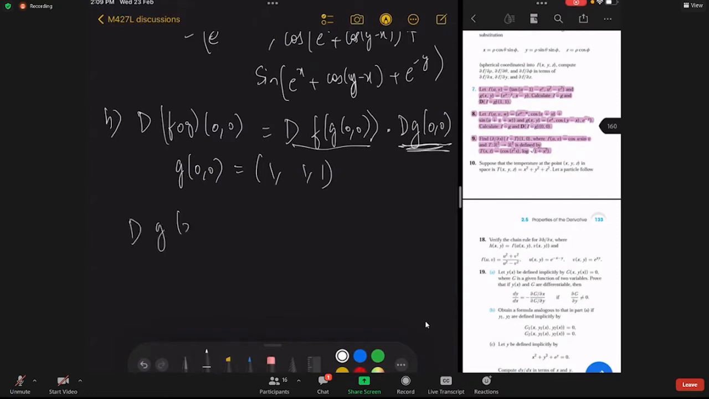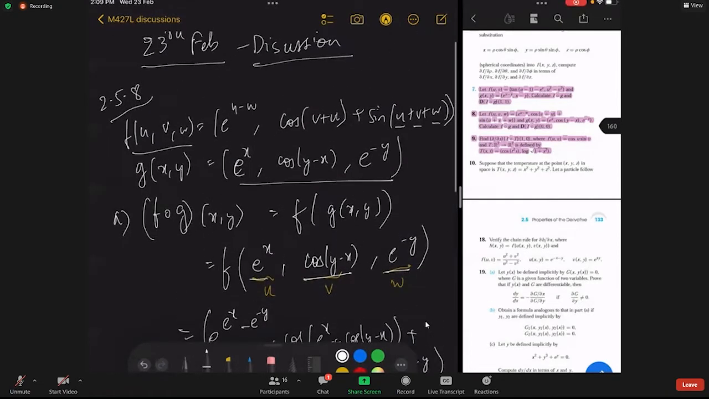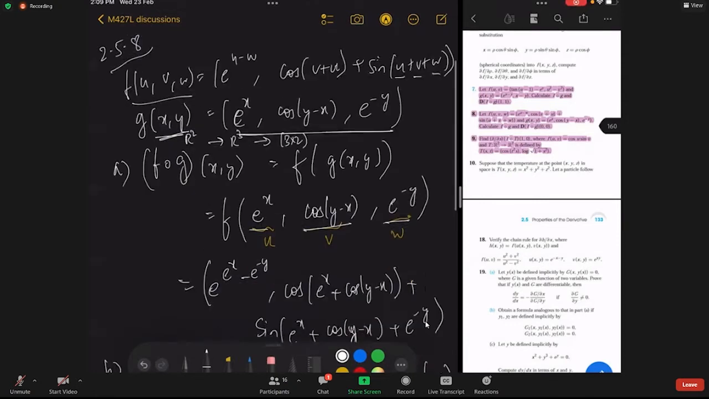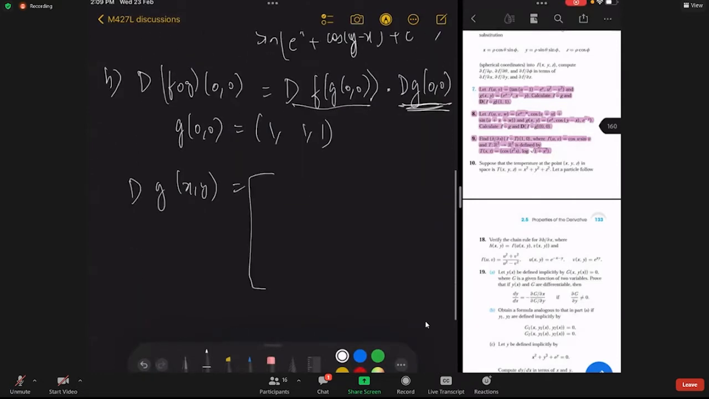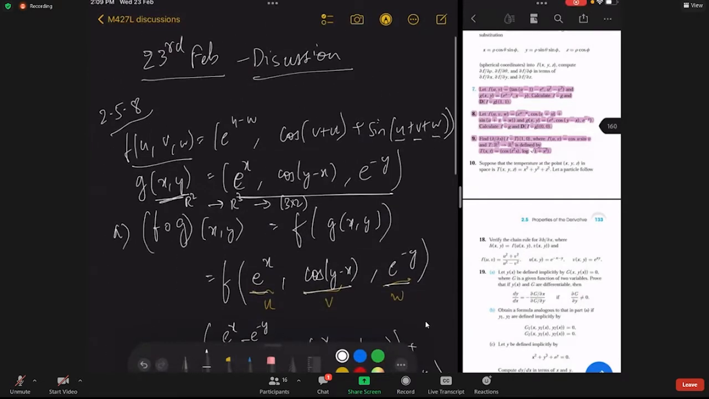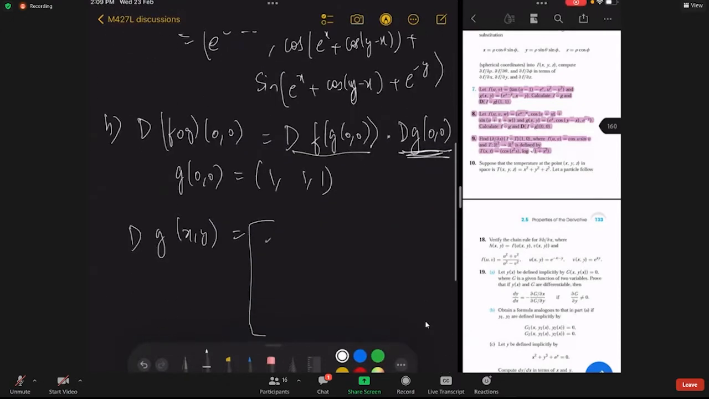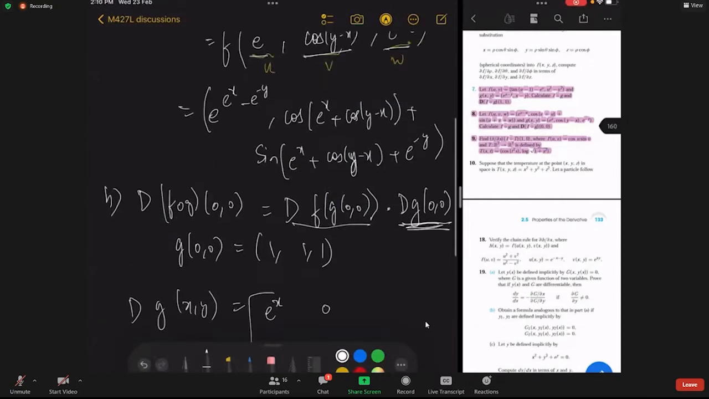So first I'll find out what is dg of x comma y. If I take the partial derivative of this, on the right hand side, it's basically from R square to R cube. So my partial derivative matrix is going to be a 3 cross 2 matrix. In the first term, I take this part, differentiate with respect to x, and then with respect to y. If I differentiate with respect to x, I get e power x. If I differentiate the same term with respect to y, I get 0.